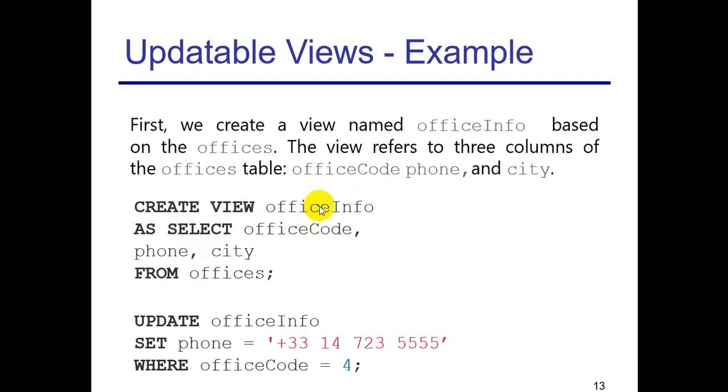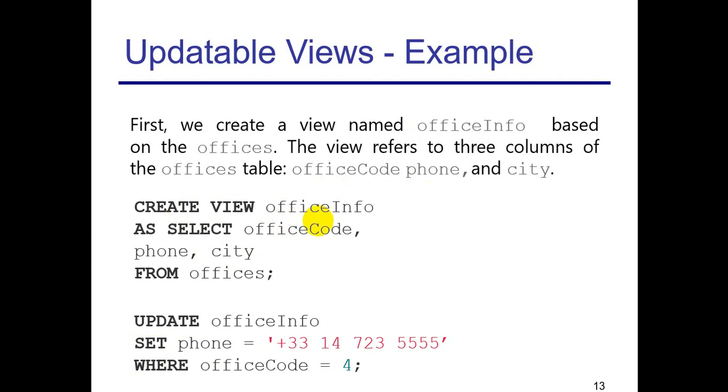Now how are we going to update the views? We can update only those columns that are present in the select statement. We cannot access the columns that are not present in this statement. So in the set clause and in the where clause, we can only refer to those columns that have been used to create the view. So how to update the view? This is the same as updating the table.